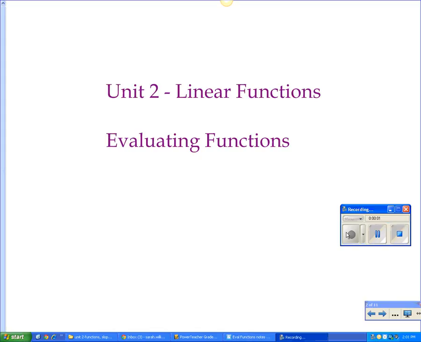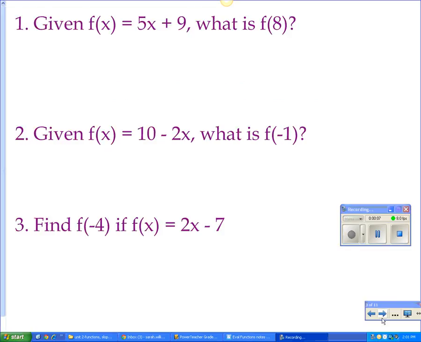Okay, so today's lesson is Unit 2, Linear Functions, starting with Evaluating Functions. So we'll start with number 1. It says, given f of x, that's how you pronounce it, f of x equals 5x plus 9. What is f of 8?